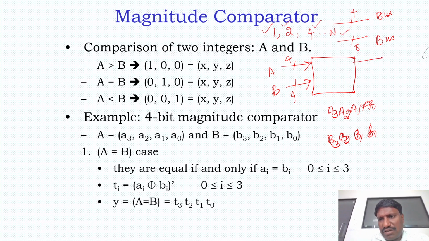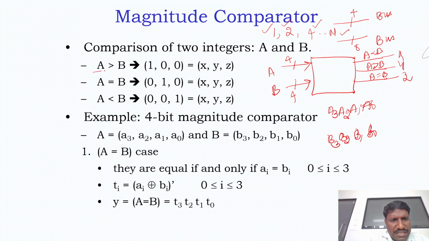Generally, how many outputs will we have? 3 outputs. What are they? A less than B, A greater than B, and A equal to B. We can represent them as some XYZ. Here, A greater than B is X, A equal to B is Y, and A less than B is Z. So 1 0 0 means A greater than B, 0 1 0 means A equal to B, and 0 0 1 means A less than B. In any order we can take it.